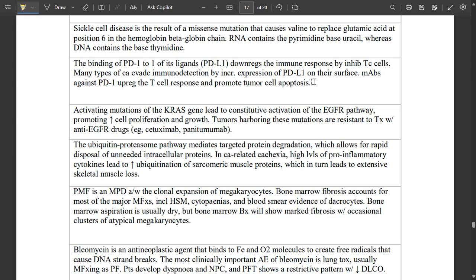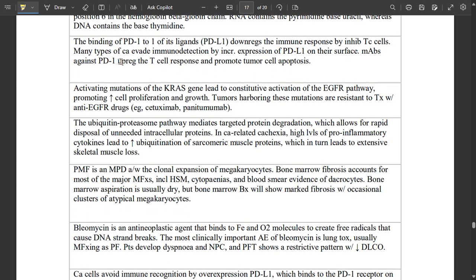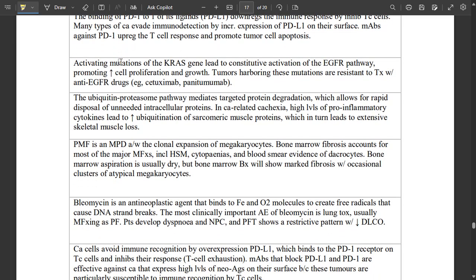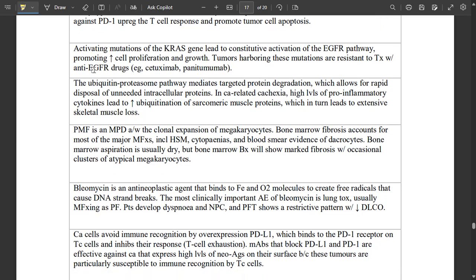So a monoclonal antibody against PD-1, for example pembrolizumab, upregulates the T cell response and promotes tumor cell apoptosis. All right. So activating mutations of the KRAS gene lead to constitutive activation of the EGFR pathway.